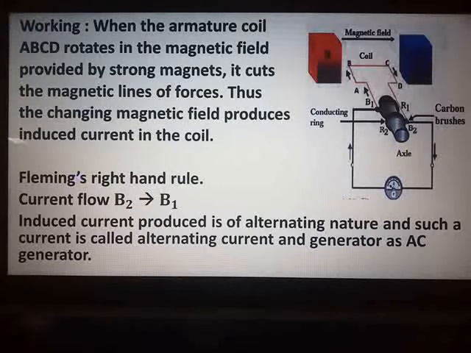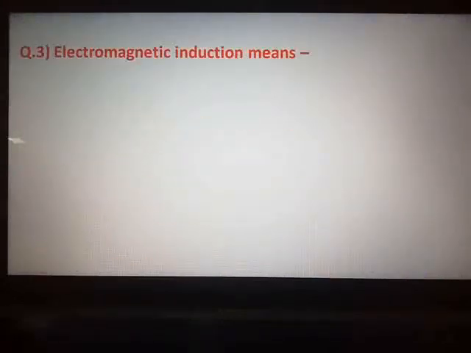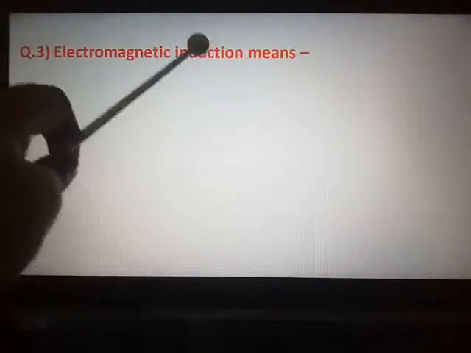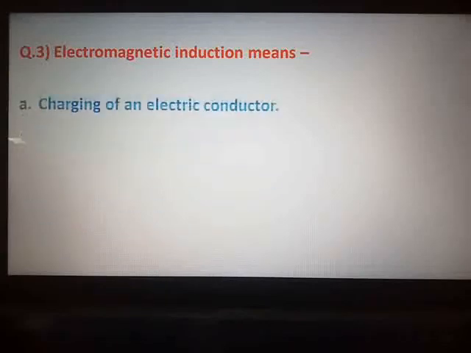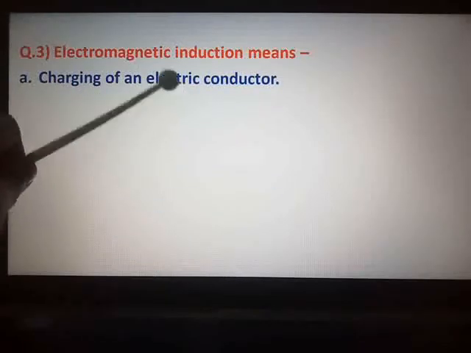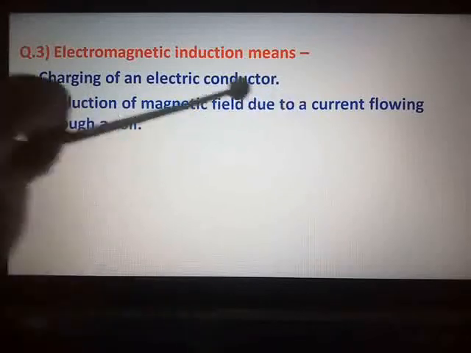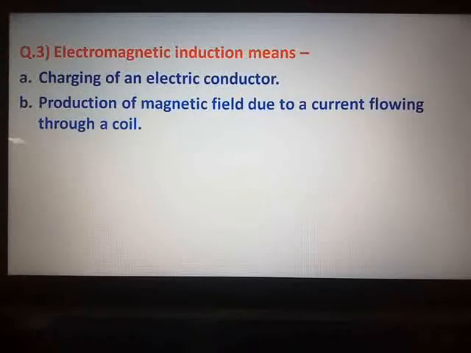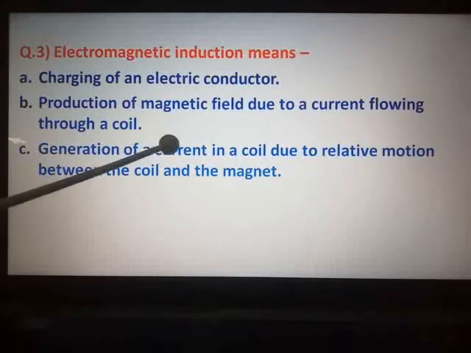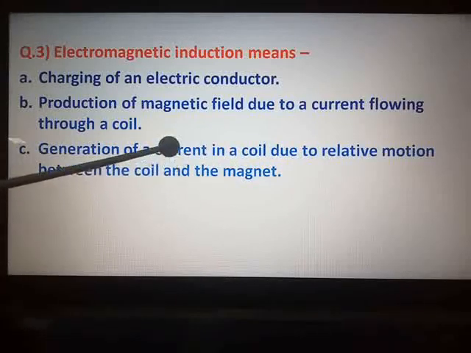Now we will complete a small question. Question number 3. It is a type of MCQ. Electromagnetic induction means, 4 options are given. Charging of an electric conductor? No. Production of magnetic field due to a current flowing through a coil? Surely not. Generation of current in a coil due to the relative motion between the coil and the magnet? Little bit. This means electromagnetic induction.